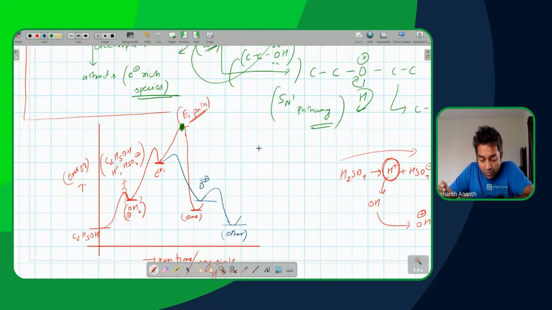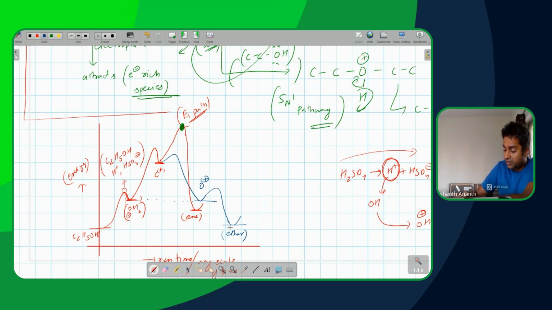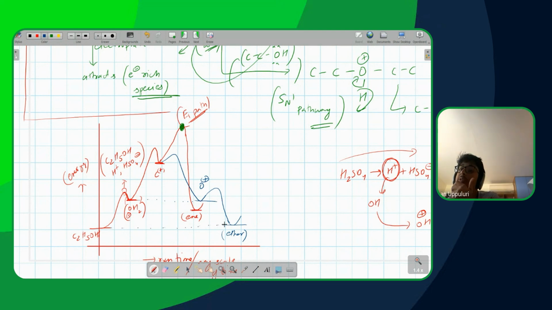You understand what I've drawn here and why I've drawn it like that? Yes, sir. Understood. This O plus is supposed to be on roughly similar levels as this. This ether is supposed to be on roughly similar levels as this guy. Sir, why is the O plus supposed to be the most? Think. Isn't there also an HSO4 minus?